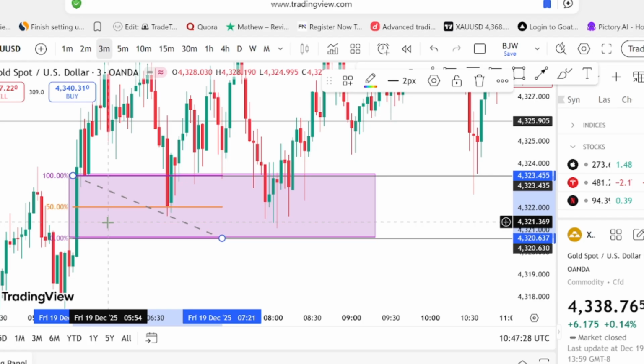These are like key time frames you need to be trading the forex market or the crypto market, whatever analysis you want to do, be it options trading, be it whatever trading, guys.